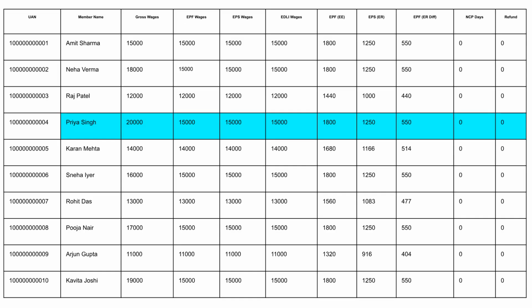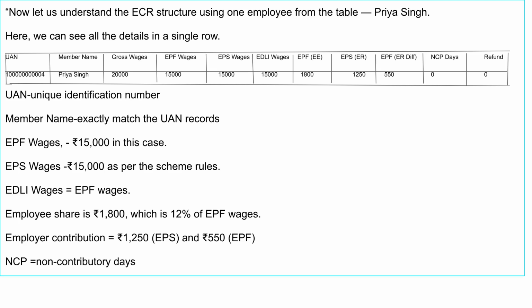This working sheet structures the data required for the ECR upload, including the split between EPF employee share, employer's pension share, and the employer's EPF difference. Let's review the structure using Priya Singh's data. Note the UAN, matching name, and how the wages are capped for EPF and EPS. The employer contribution is split into 1,250 rupees for EPS and 550 rupees for the EPF difference.